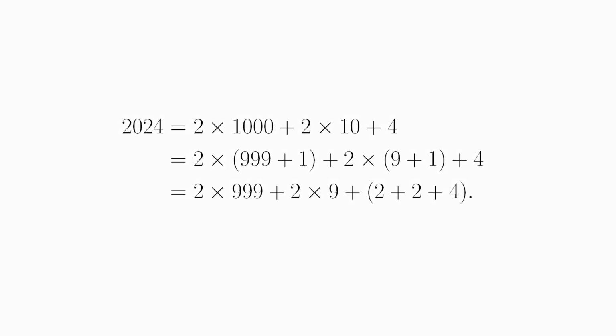Let's see why this works by using an example, 2024. Now 2024 is 2 times 1,000 plus 2 times 10 plus 4. And that's 2 times 999 plus 2 times 9 plus 2 plus 2 plus 4. Now 999 and 9 are divisible by 9. So the remainder when you divide 2024 by 9 is the same as when you divide the digit sum 8 by 9. And of course that is just 8.